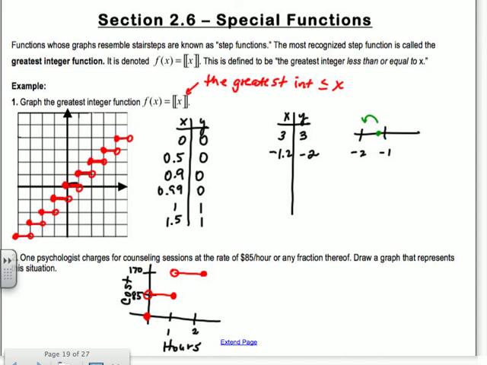And obviously you can't have a negative number of hours. So your graph's looking something like that. So you can continue with the steps.